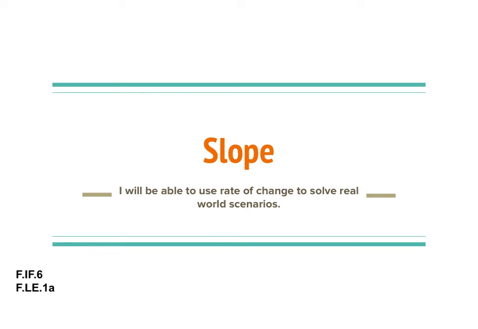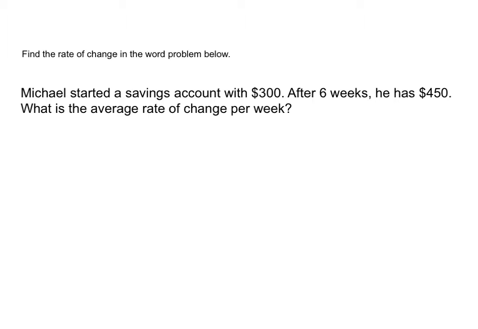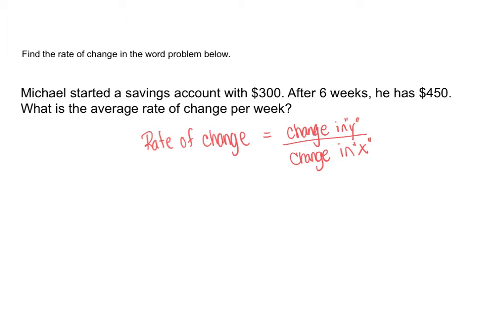slope. After watching this video, I will be able to use rate of change to solve real-world scenarios. So first we want to remember what is rate of change. Rate of change is change in y over the change in x. So usually when we're talking about y and x, we're talking about two different things that we're trying to compare. And usually the rate at something is changing determines change in a unit or some type of measurement over the course of a specific time.